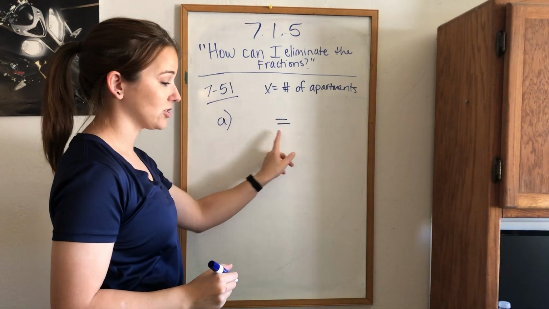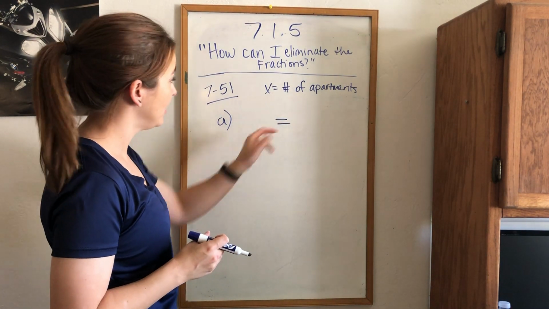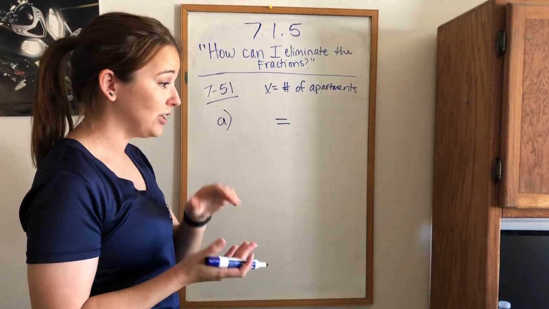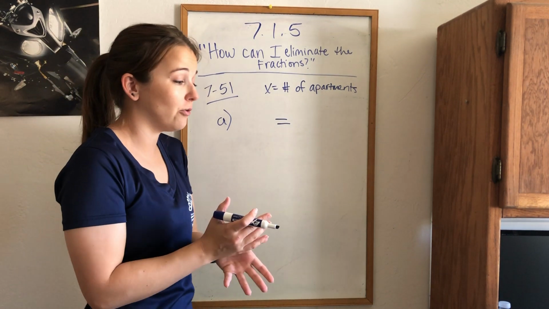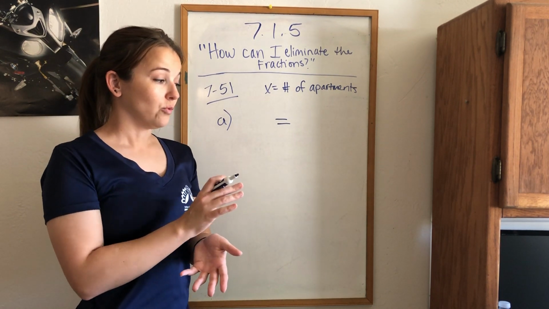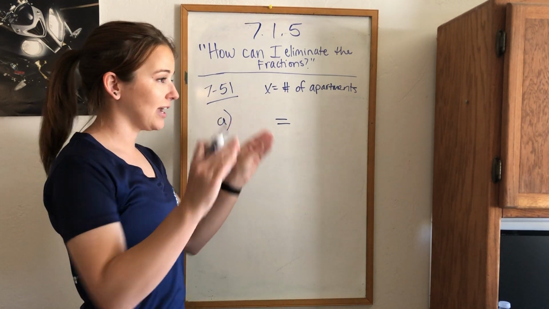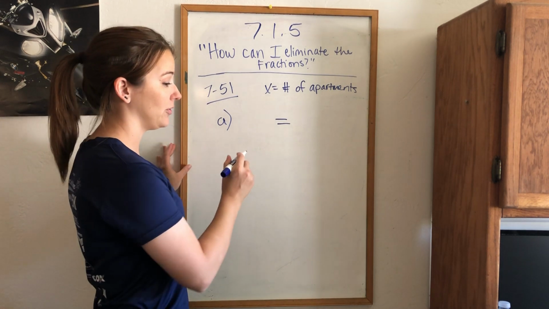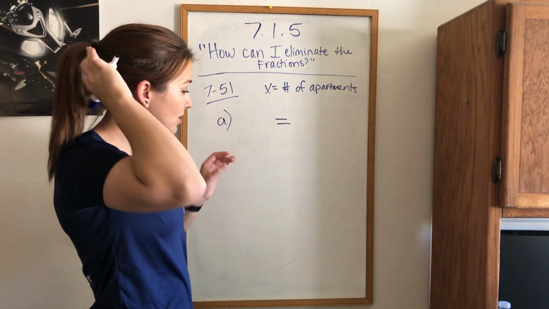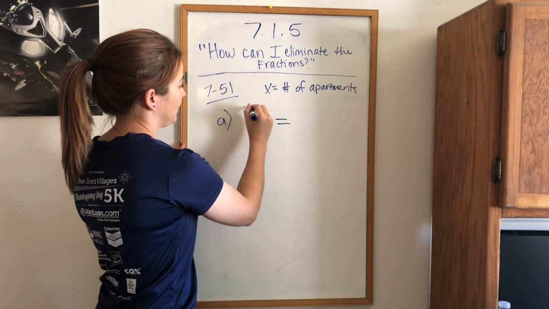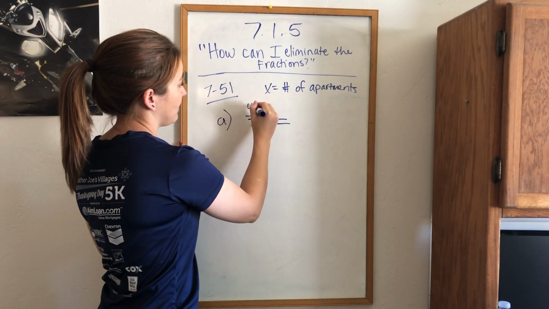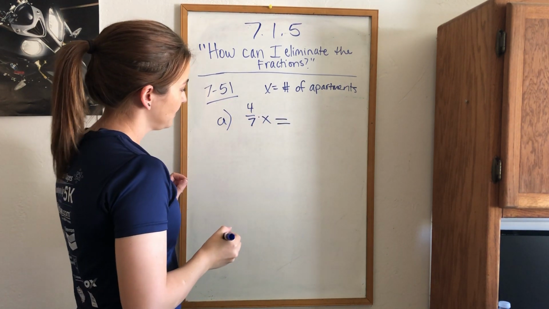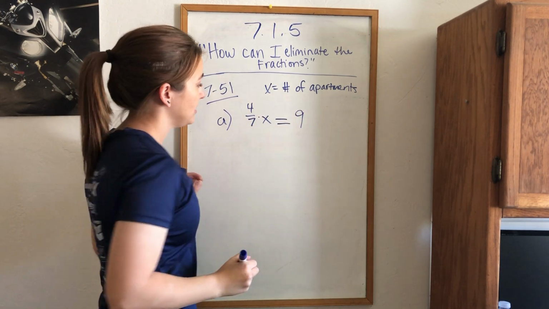So I need an equal sign to start. We know that x is going to be our variable for the number of apartments. And the stuff we already know is that earlier in the year, when there was only 4/7 of the entire students, the total number of students available, they painted 9 apartments in one day. So I'm going to take that fraction 4/7 and multiply it by the amount of apartments, and that's going to equal 9 apartments.